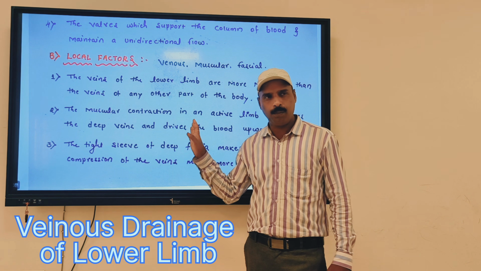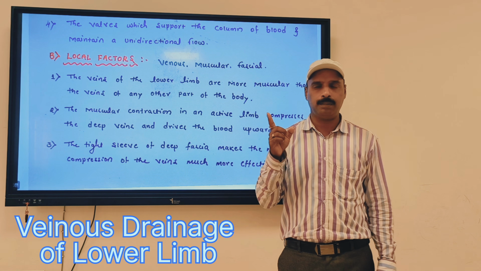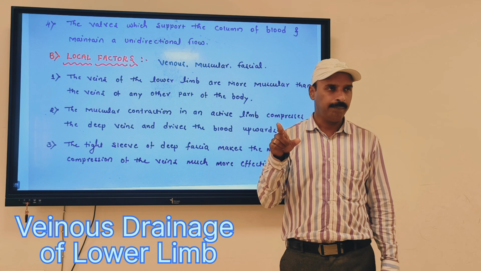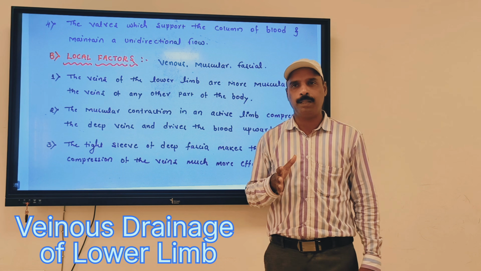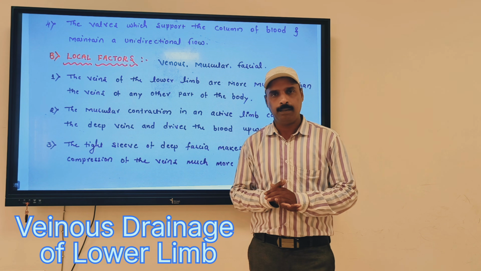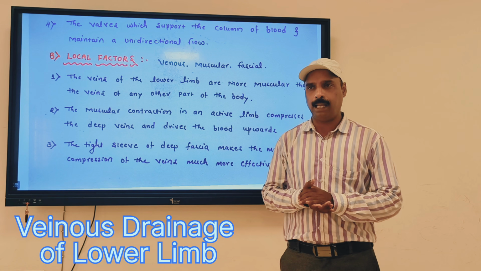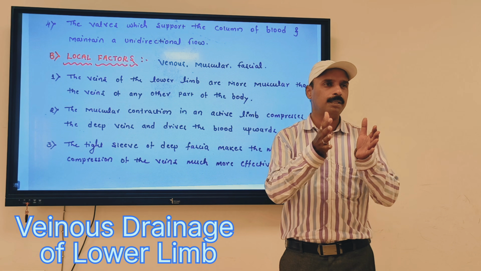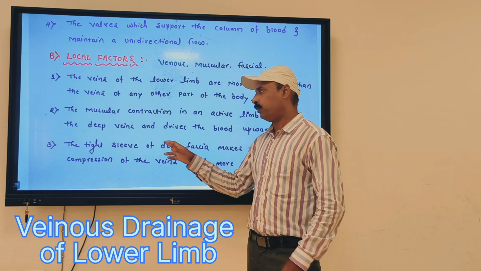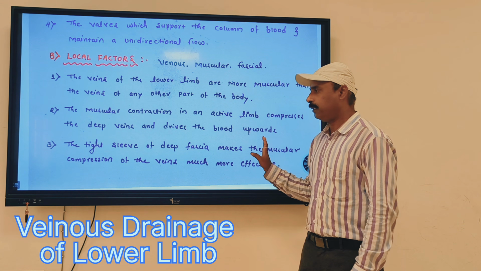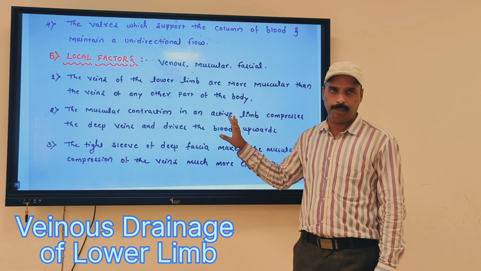Then the tight sleeve, that is the deep fascia. This deep fascia of the lower limb is a very tough and tight sleeve. I have told this in the fascia lata when I took the lecture on deep fascia of the front of the thigh. There I said the deep fascia is called the fascia lata. It is a tough sheet-like covering which envelops the whole thigh and leg. The deep fascia anywhere in the body is tough and sheet-like. So being sheet-like means it causes effective compression over the veins, which will help the venous return. So this tight sleeve of deep fascia makes the muscular compression of the veins much more effective. So this is the one which you have to remember.